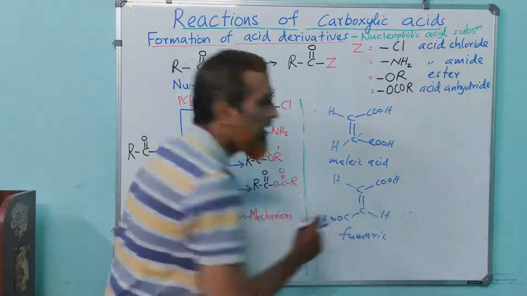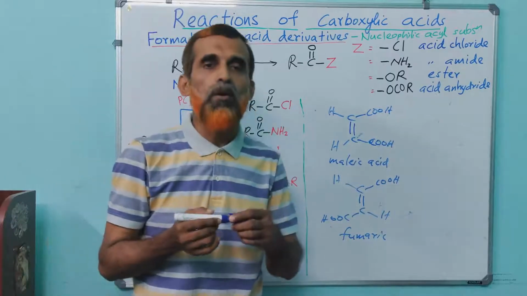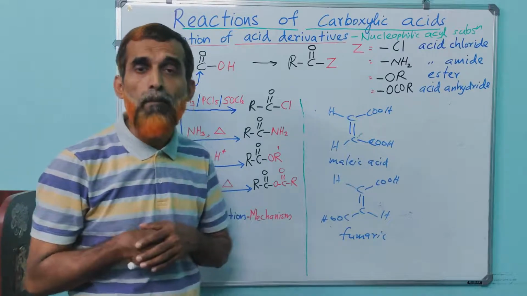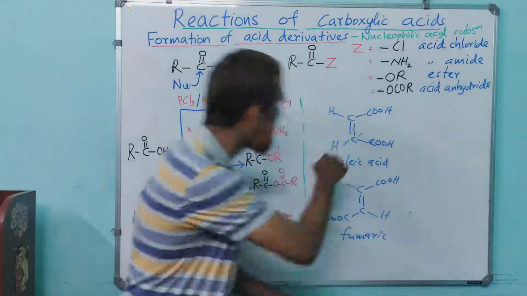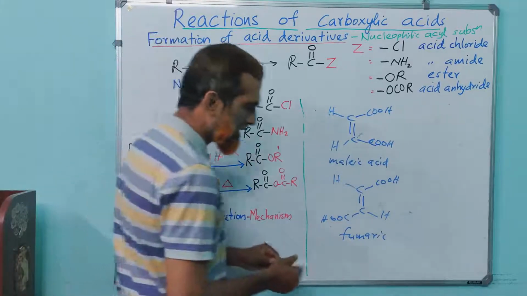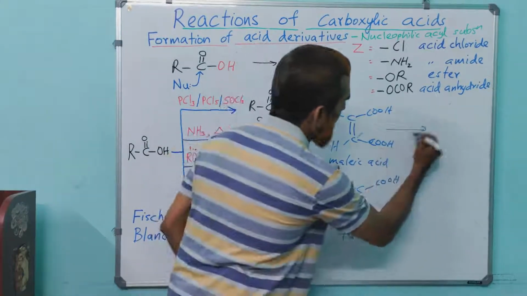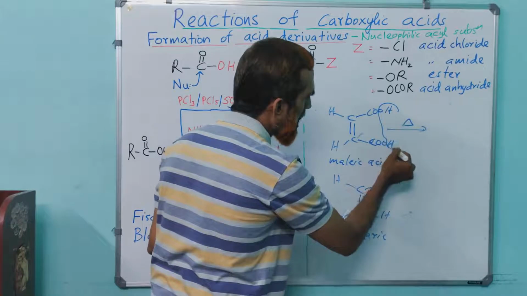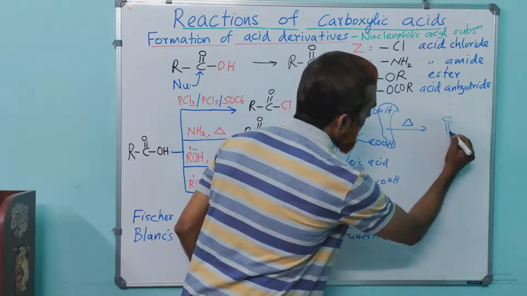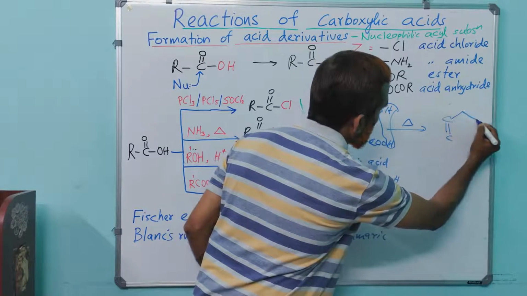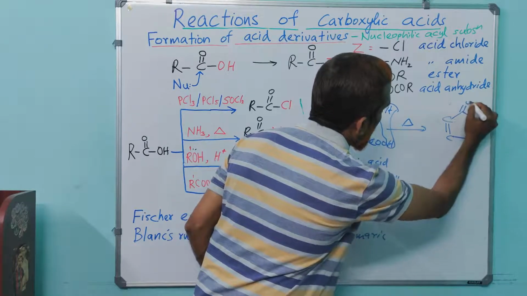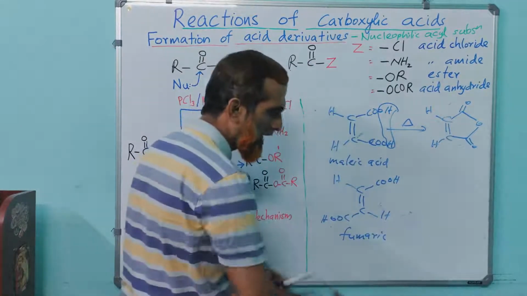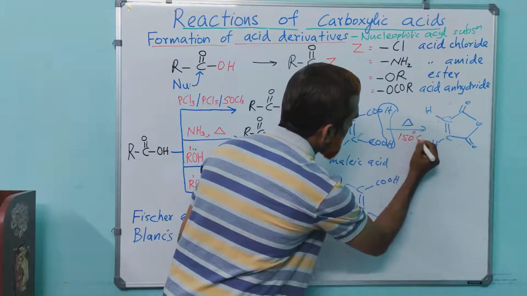Now this example illustrates how interestingly we can make use of the ease of anhydride formation to distinguish the compounds. How do you distinguish these two compounds? Very simple. You just heat this maleic acid, it easily undergoes dehydration and forms anhydride. You get maleic anhydride, like this. You can heat it only at 150 degrees Celsius, that's enough, and you get the product.